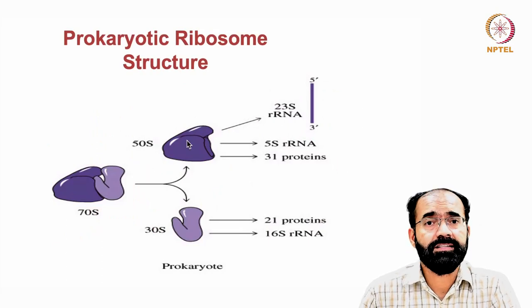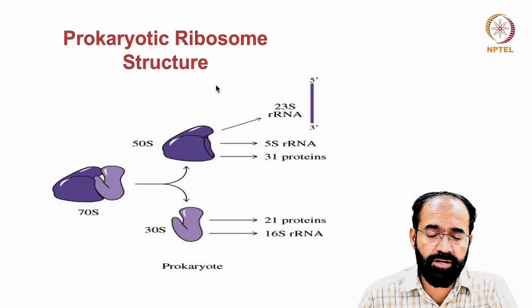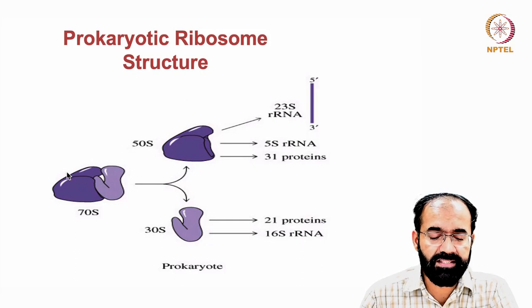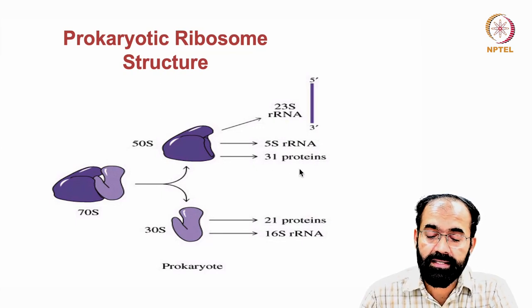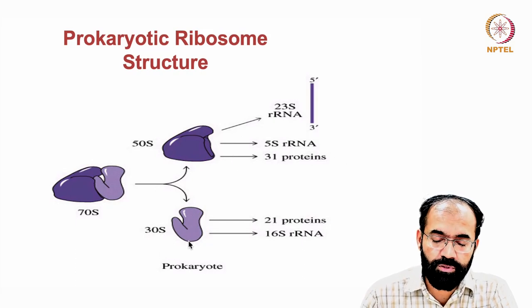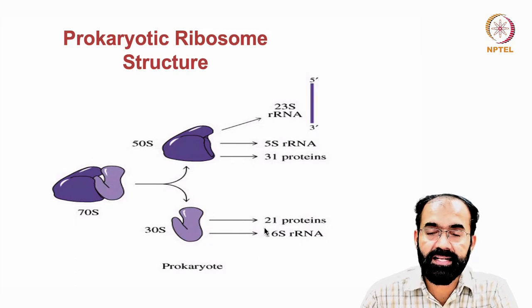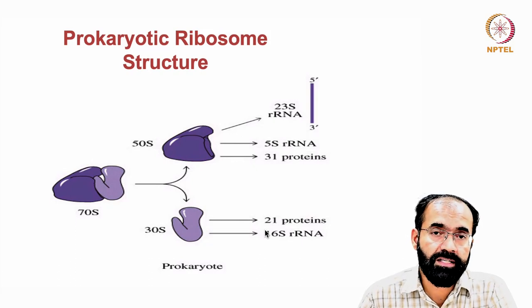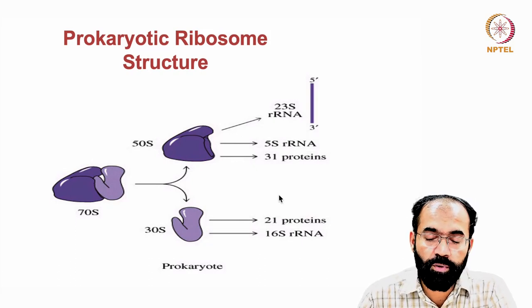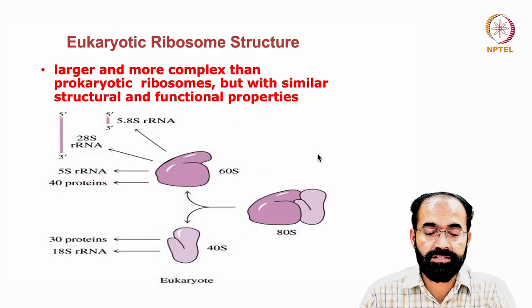If you split further the prokaryotic ribosome structure, this is the 70S ribosome. It is split into 50S and 30S, and 50S can be further split into 23S, 5S and 31 different types of proteins. And the 30S subunit has 21 proteins and predominantly 16S ribosomal RNA. So this is the classification, or the subdivision, of the prokaryotic ribosome structure.